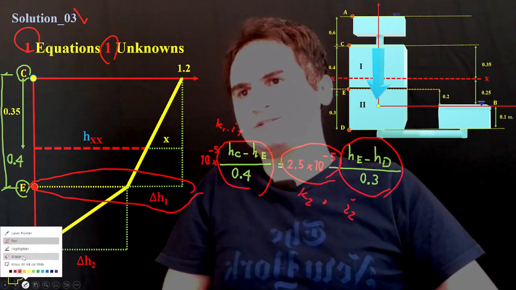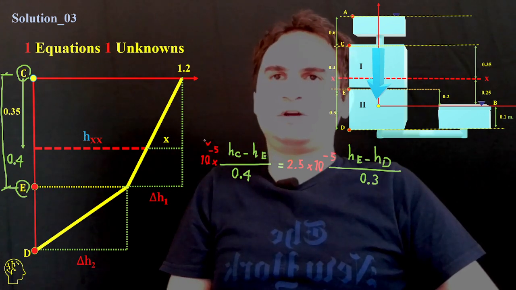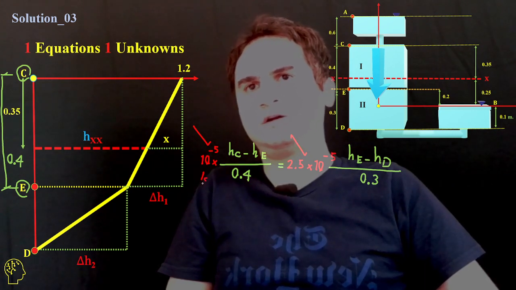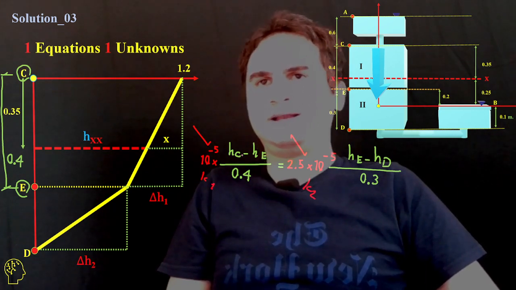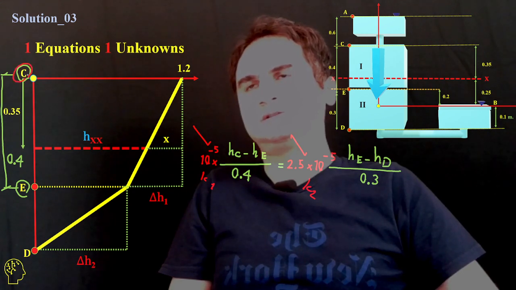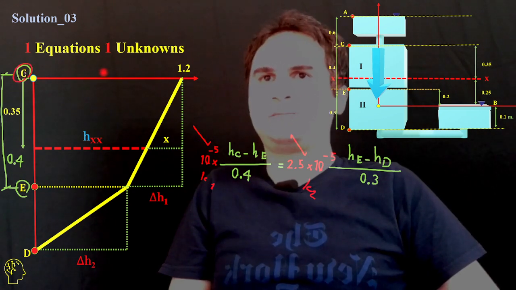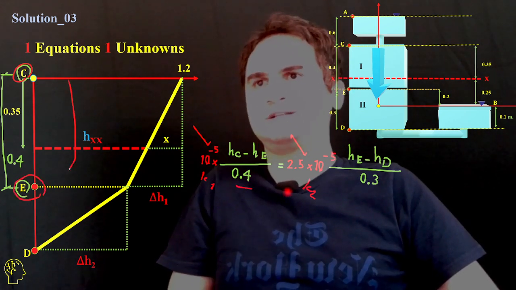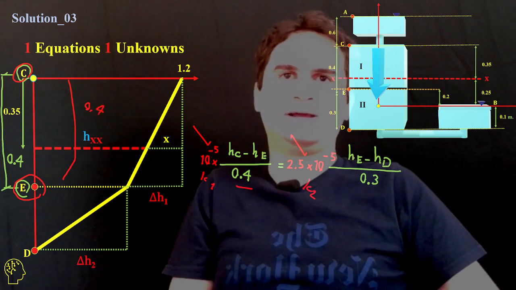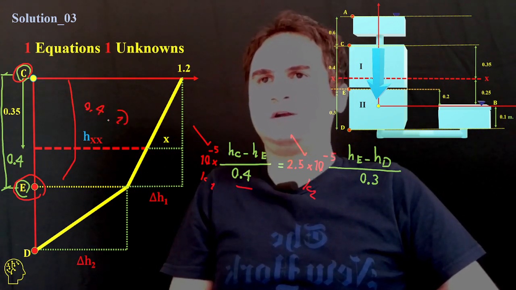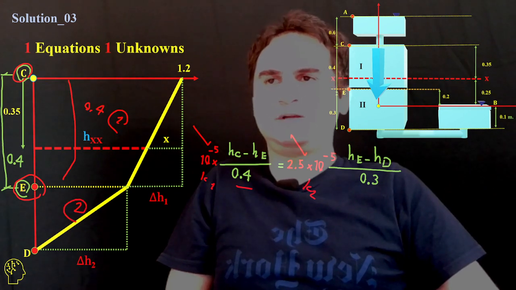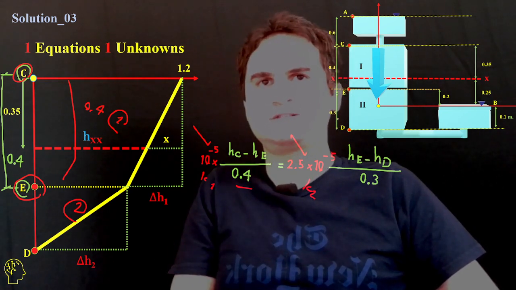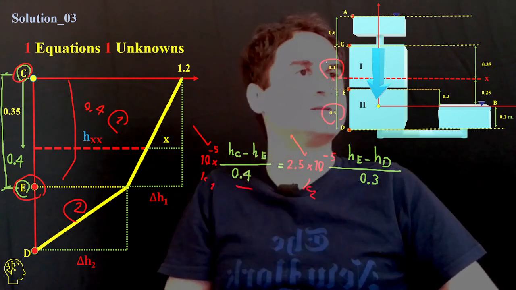So that ends up to be 10 to the negative 5, which is K1, and 2.5 times 10 to the negative 5, which is K2. This is K1, this is K2, and HC, which is the head at the top here, minus HE, which is the interface head, over the length of the first layer, which is 0.4 meter. This is soil 1, this is soil 2. HE, the beginning of soil 2, HD, the end of soil 2, over the length of soil 2.